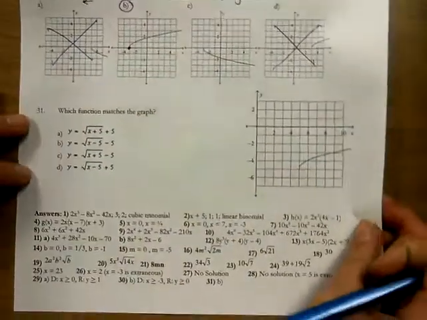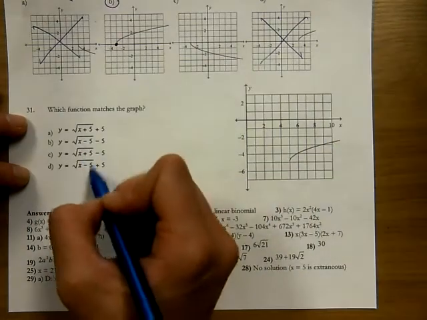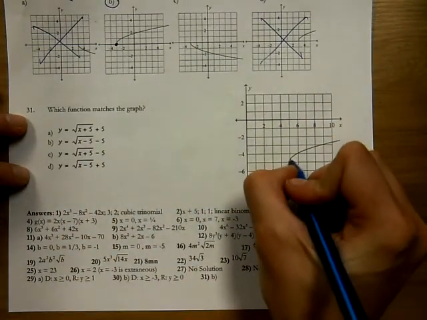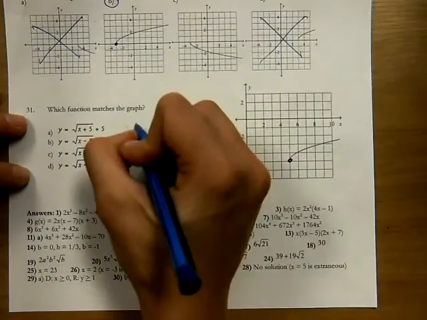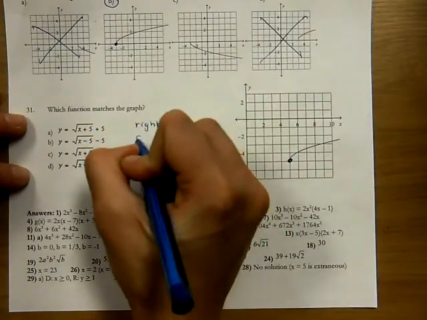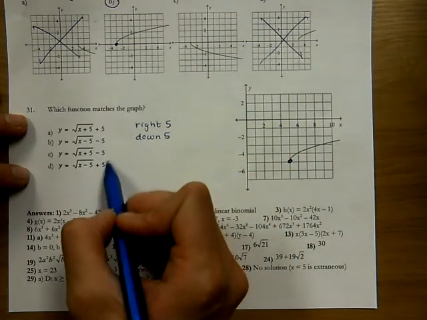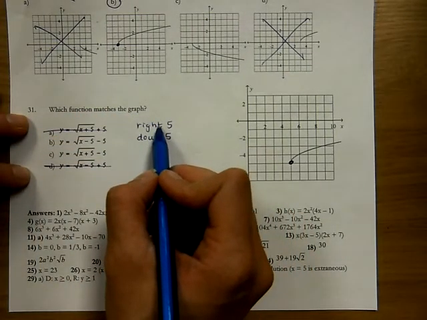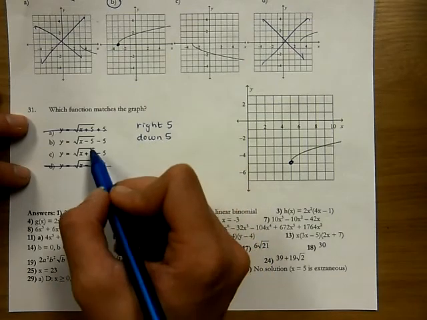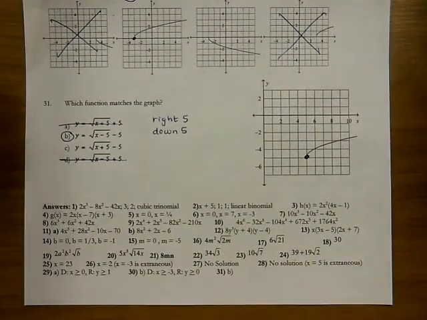And then moving down here, our last problem, which function matches the graph? So now we are given the graph and we've got to decide which one of these. So I look at this point right here. This is a crucial point. I know that I went to the right 5 and down 5. So right 5 and down 5. Well, to go down 5, I know I need a minus 5 on the outside. So this one won't work, nor will this one. And to go right 5, I need a minus 5 on the inside as well. So B is the correct answer. And now we are finished with the Unit 8 review.